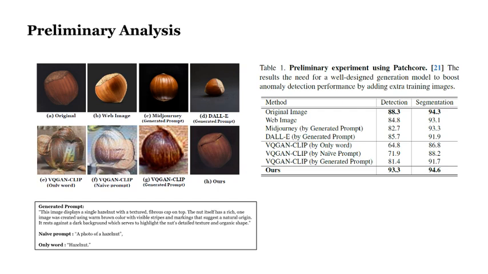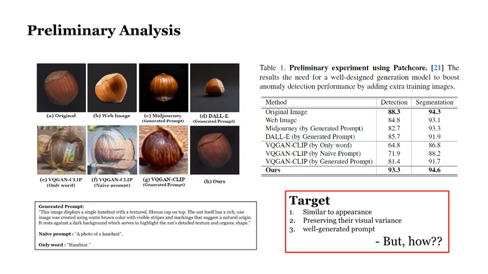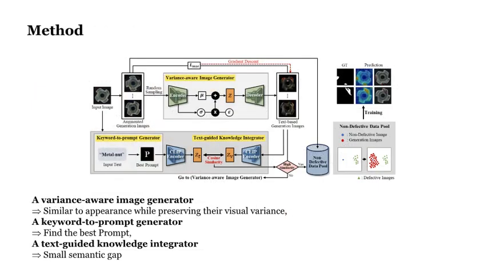Additionally, as a result of a comparative experiment generating only a word, a naive prompt, and generated prompts from the same model, we can see that well-generated prompts can also help improve performance. First of all, the elements of the model, based on the target to be solved by the variance-aware image generator, are as follows. Similar appearance is a consistency issue, and preserving visual variance is connected to diversity. A well-generated prompt requires a way to reduce the semantic gap between the image and the prompt. The basic direction of the model was established based on these necessary conditions.